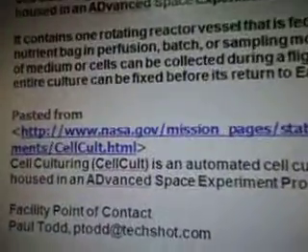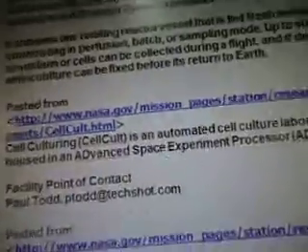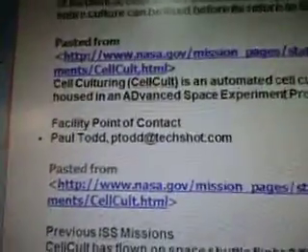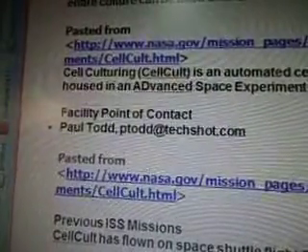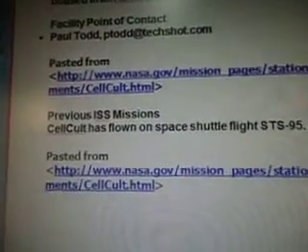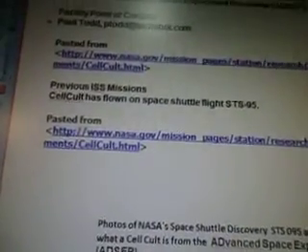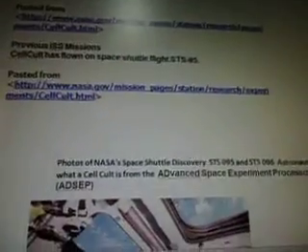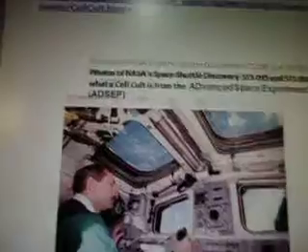And I got that from the NASA government mission site. The point of contact is Paul Todd, or ptodd at techshot.com. Next is previous ISS missions. Cell Cult has flown on Space Shuttle flight STS-95. So I googled it to see what it was.